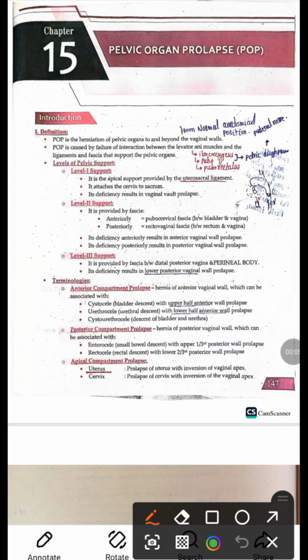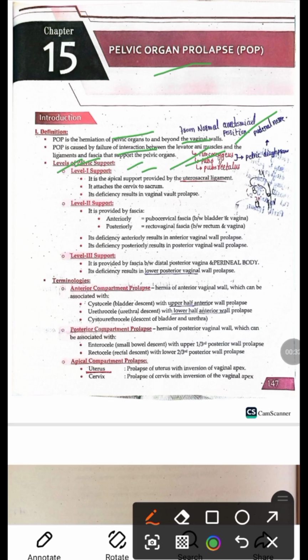So today we are going to start a new chapter, that is pelvic organ prolapse. Pelvic organ prolapse is the herniation of pelvic organs to and beyond the vaginal wall from their normal anatomical position. It is caused by failure of interaction between the levator ani muscles and the ligaments and fascia that support the pelvic organs. So the pelvic support is provided by the muscles, ligaments and the fascia.